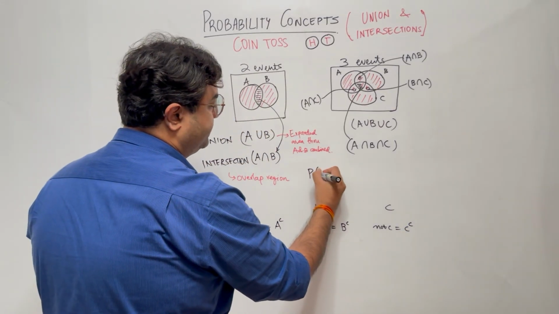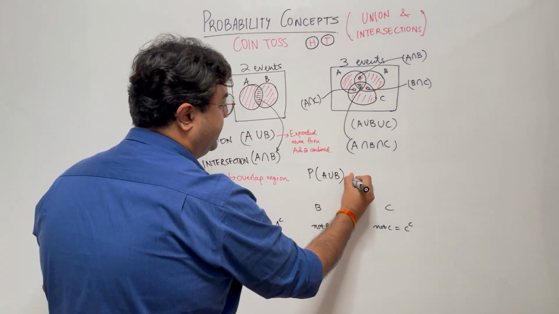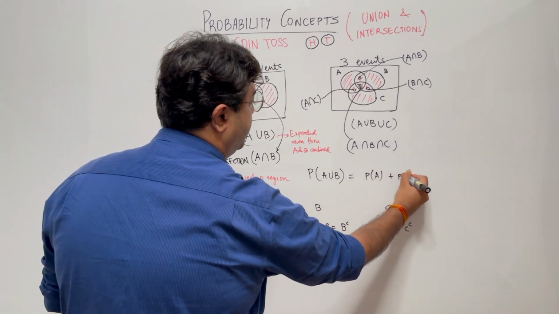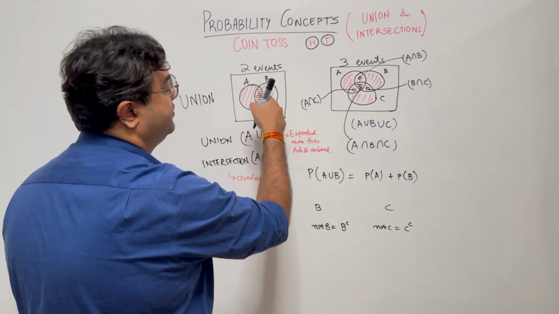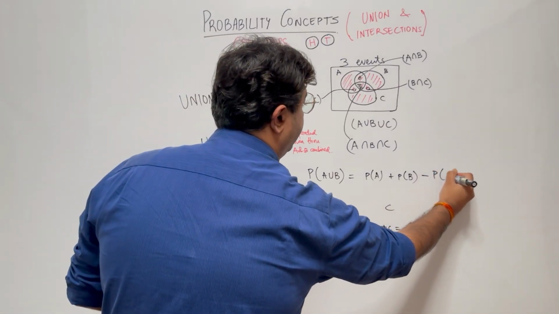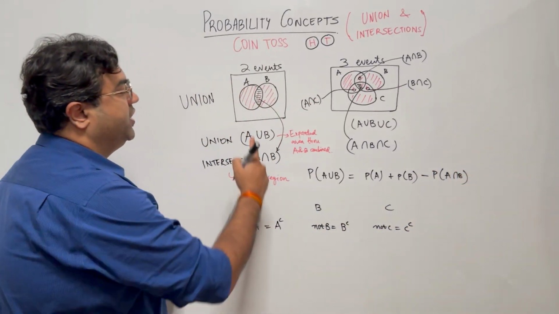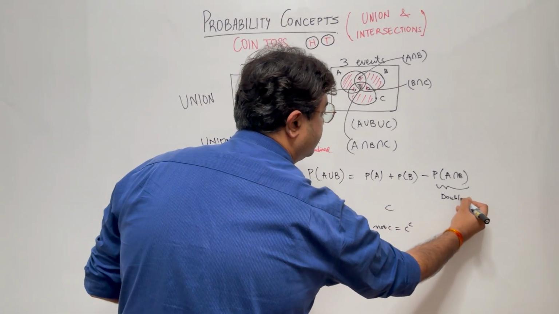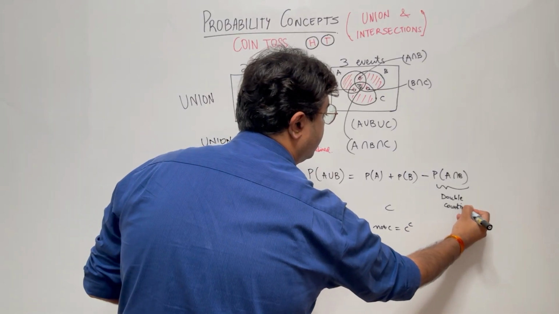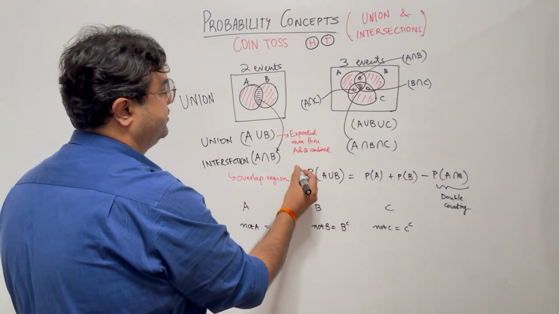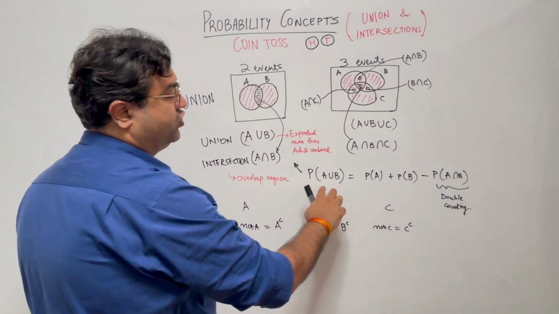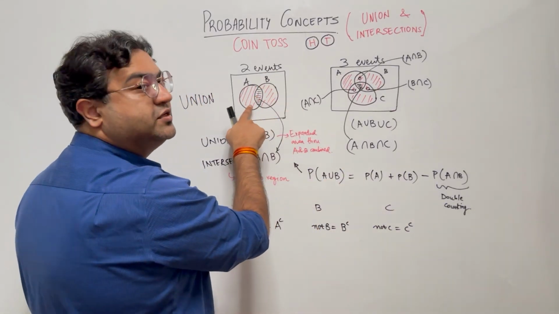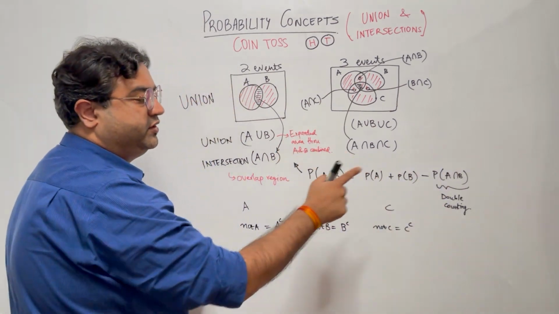So the probability of A union B is the probability of A plus the probability of B, which is this circle, minus the probability of A intersection B. Why are we subtracting this? Because of double counting. The probability of A is everything inside A. The probability of B is everything inside B. Now this area has been counted twice, so that's why we have to subtract one of it.